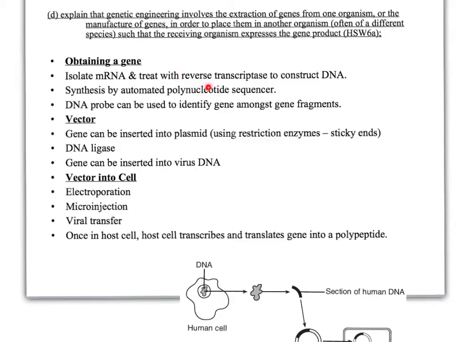okay, we then treat that with an enzyme which is called reverse transcriptase, which does exactly as it suggests. It does the reverse of transcription, i.e. converts the RNA into DNA. We can actually make our DNA. Okay, so that's quite a straightforward way of doing it.